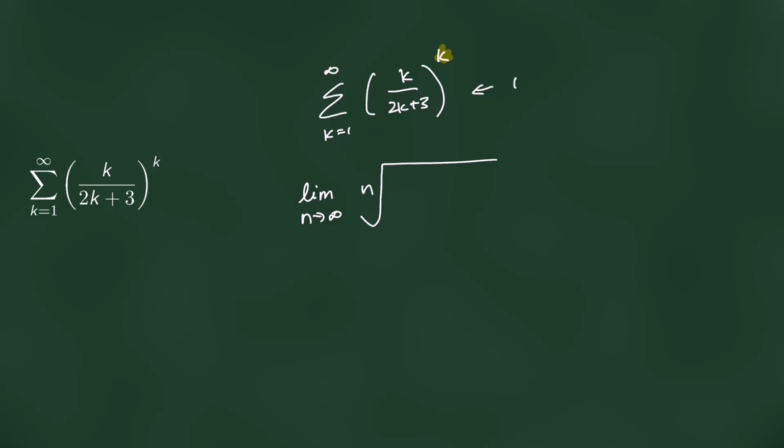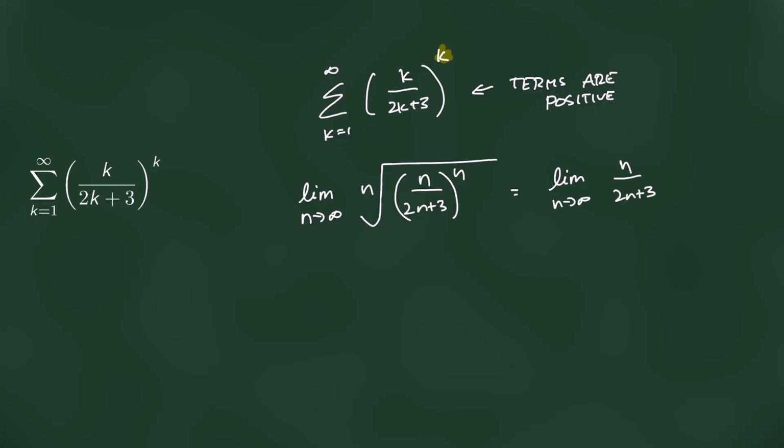But notice these terms are positive. All of those terms are positive because k is positive, so we don't have to worry about the absolute value, so we can just write this as n over 2n plus 3 to the nth power. And of course, the nth root and the nth power cancel each other out. We get the limit as n goes to infinity of n over 2n plus 3, which is 1/2. And because that is less than 1, we know that this thing is behaving sort of geometrically for large values of n, so this converges by the root test.